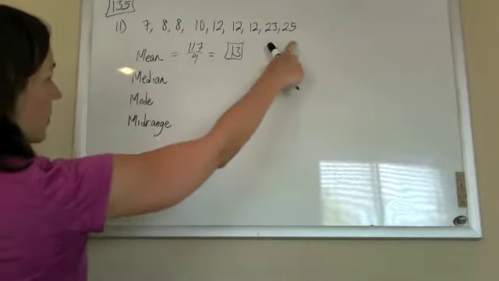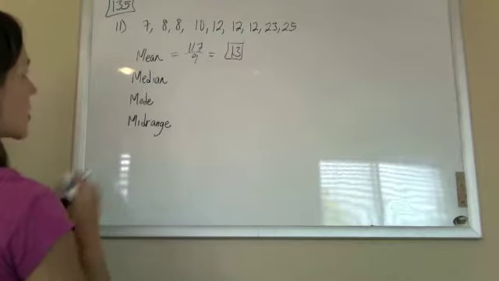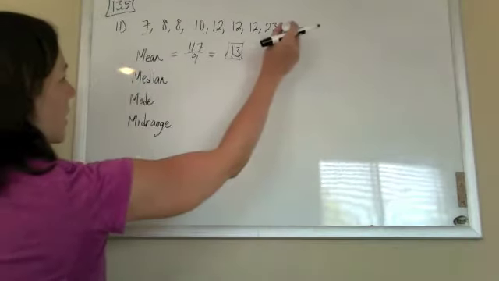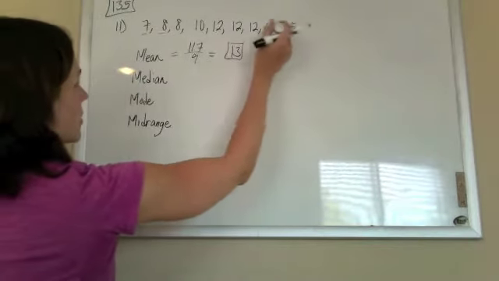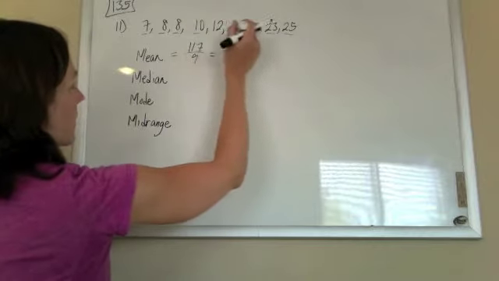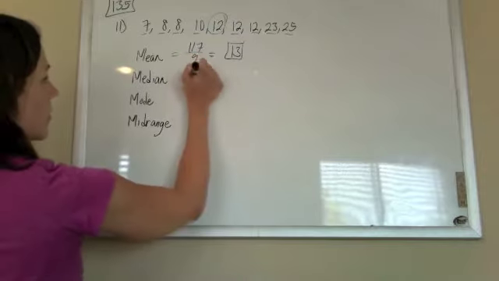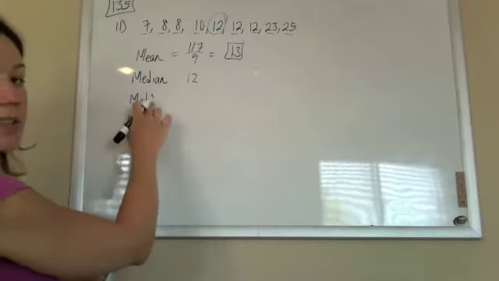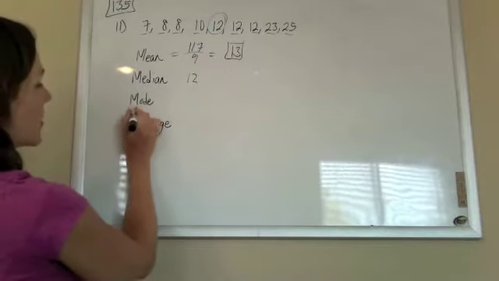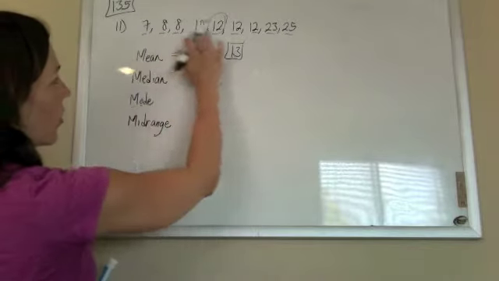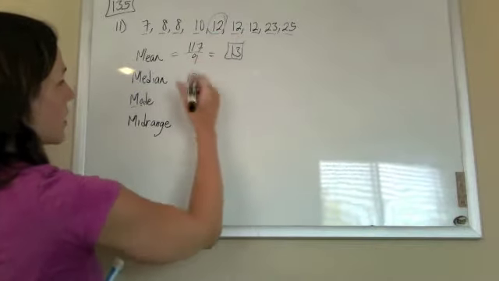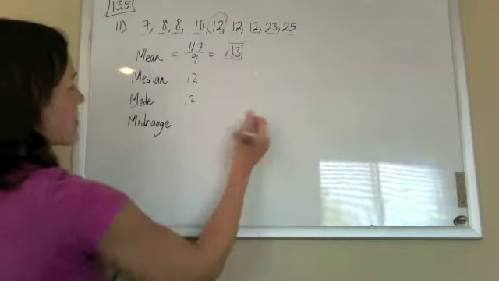order before you start, and then you just start crossing them off from the ends. So cross them off from the ends until you find that the middle number is 12. The mode is the number that occurs the most often. So the number that occurs the most often here is the 12. There are 3 of those.